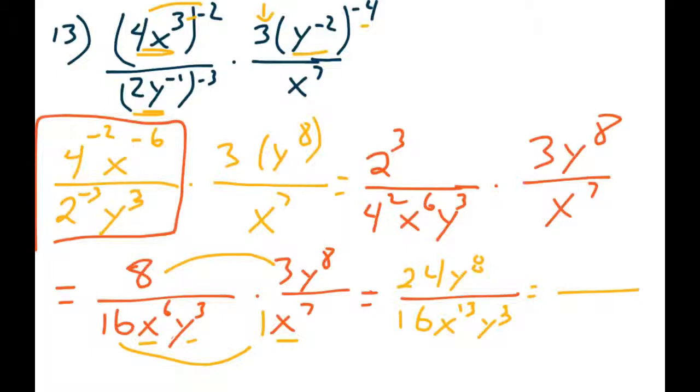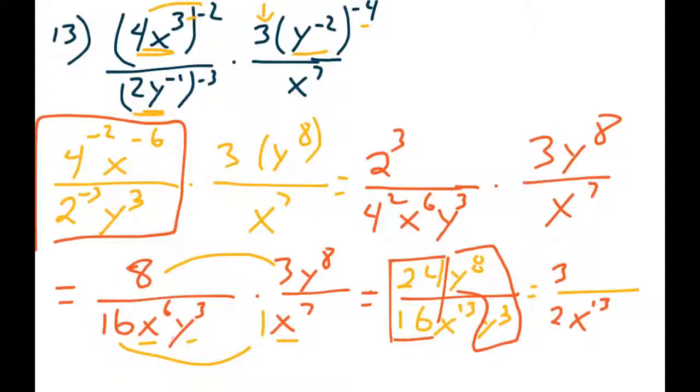Alright, let's simplify 24 over 16. Let's see, 8 goes into 24 3 times, into 16 twice. We have this x to the 13th in the denominator, so that can just stay. And then up here we have the y's, the y to the 8th over y to the 3rd, so y to the 5th, or 8 minus 3 is 5, so y to the 5th. And that's everything, fully simplified. So that one took a lot of steps, but no big deal.